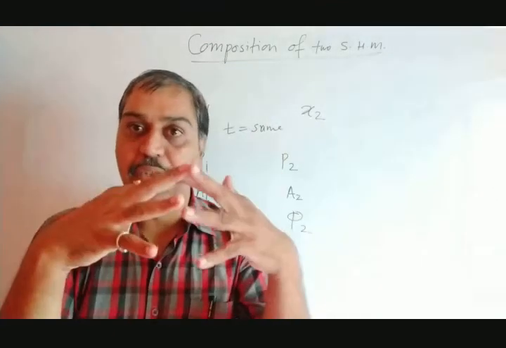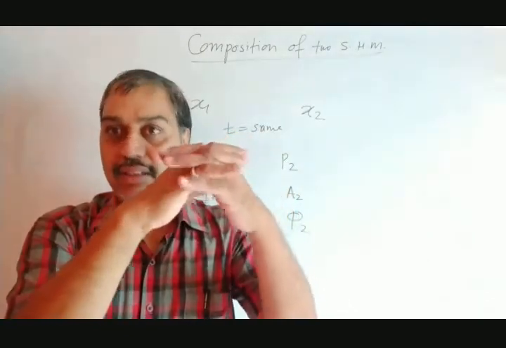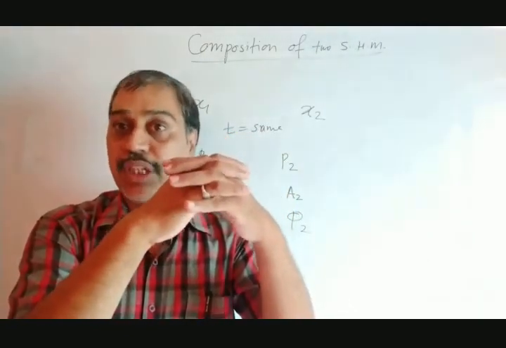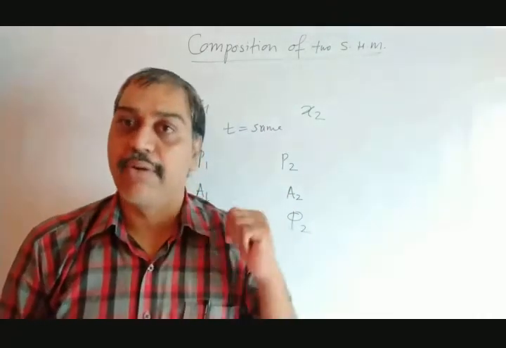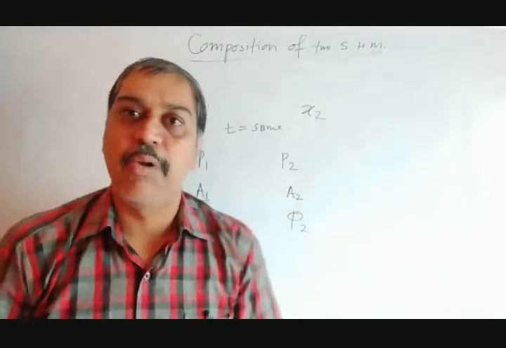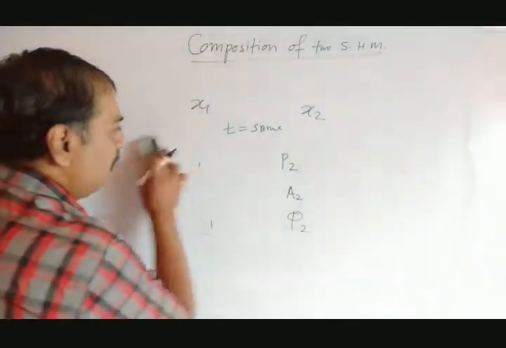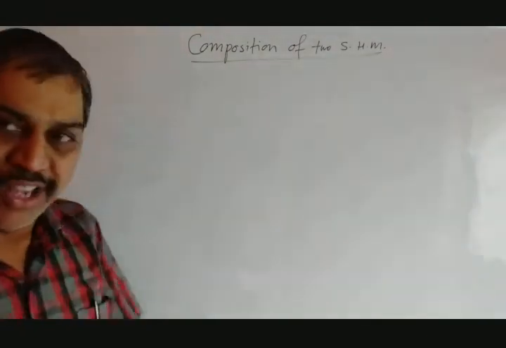When we combine these two motions together, whatever resultant motion gets created, whether that is simple harmonic or not, that we have to consider under this topic. That is said to be composition of 2 SHM. To understand this very well, I will tell you one of the best examples for this according to your book.